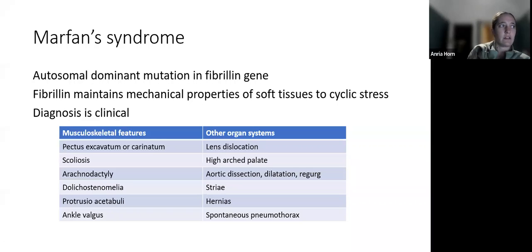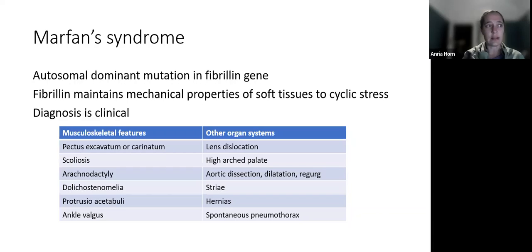So Marfan's is an autosomal dominant mutation in the fibrillin gene. Unlike the other ones, it's not collagen, it's fibrillin, and that maintains the mechanical properties of soft tissues to cyclical stress. The musculoskeletal features we have here are pectus excavatum or carinatum, scoliosis, arachnodactyly. And when their arm span is more than their height, that is dolichostenomelia. Then they get protrusio and they get ankle valgus.